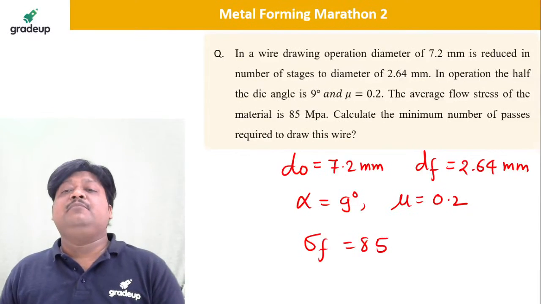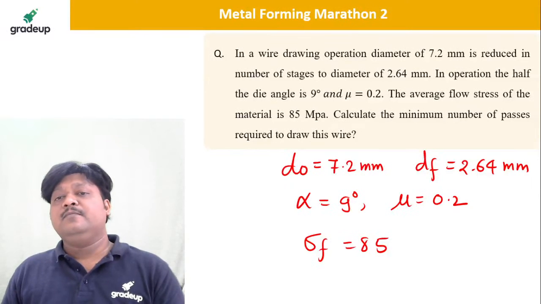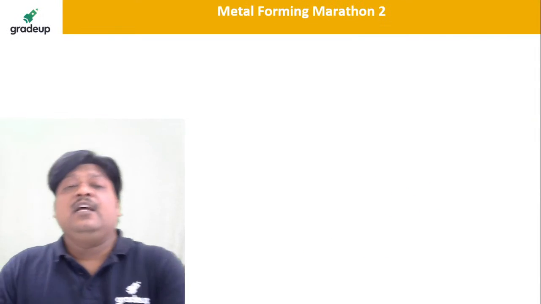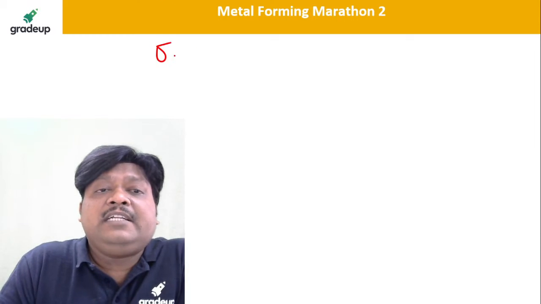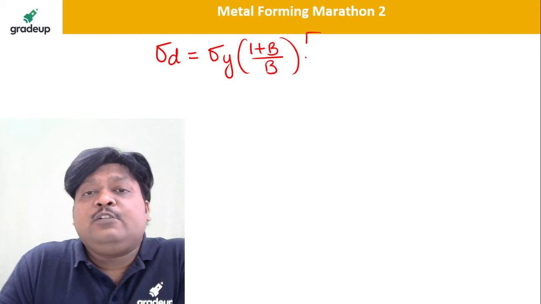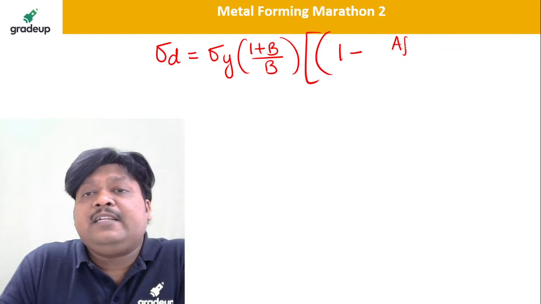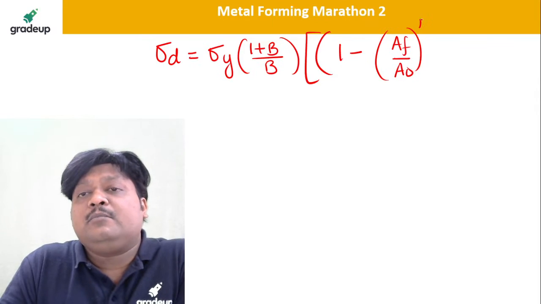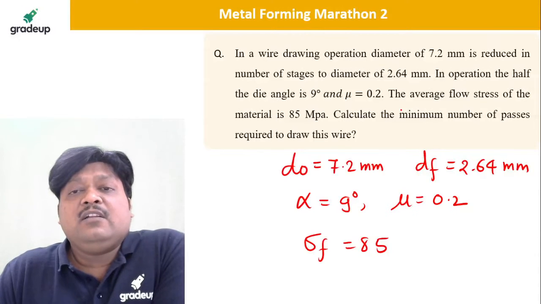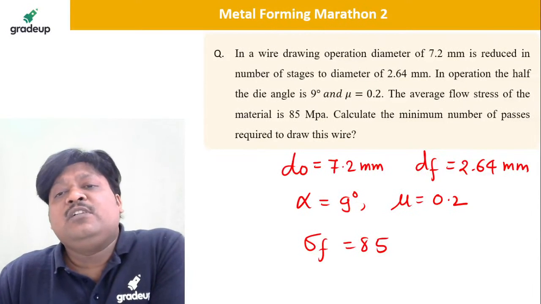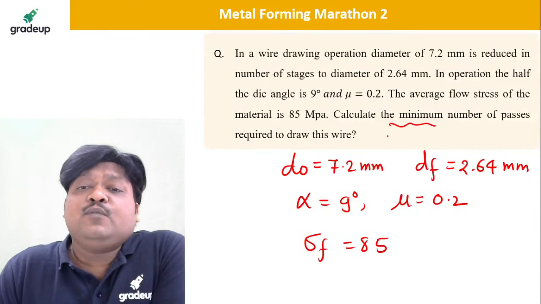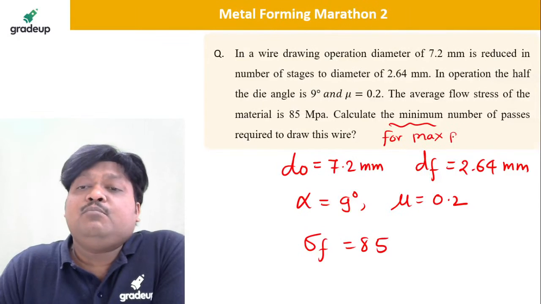Yes, tell me, calculate the minimum number of passes. Okay, how to solve this question? Let us see here. All the people, please look here. You know that the drawing stress sigma_d is equal to sigma_y into (1 + B)/B into [1 - (A_final/A_original)^B]. And for this case definitely, dear students, they will give you the condition of the maximum possible reduction that you want, and for that only you are eager to find out the number of passes. For what? Of course, for maximum possible reduction.